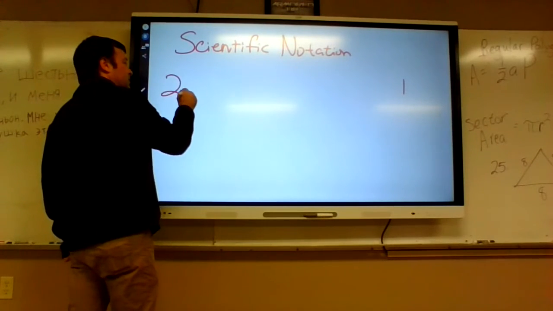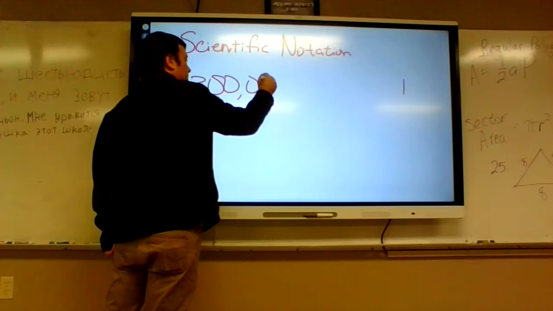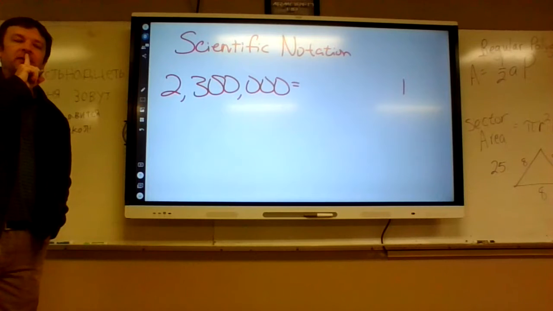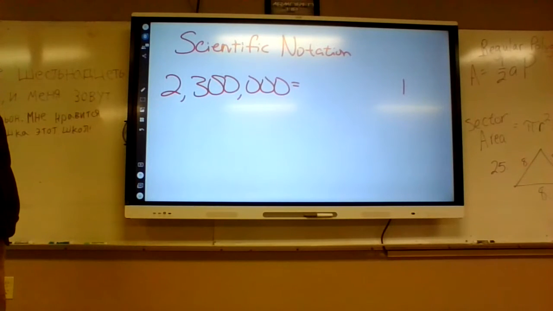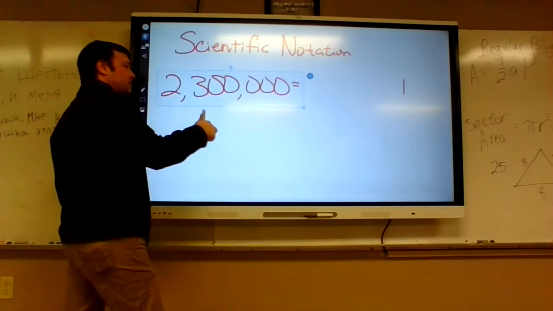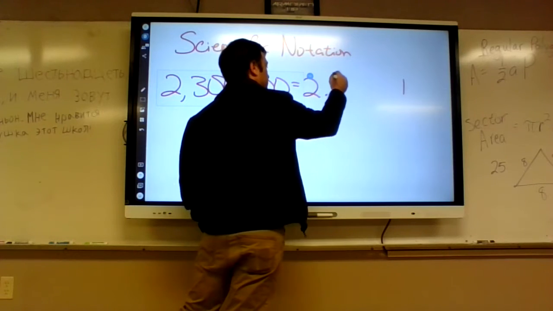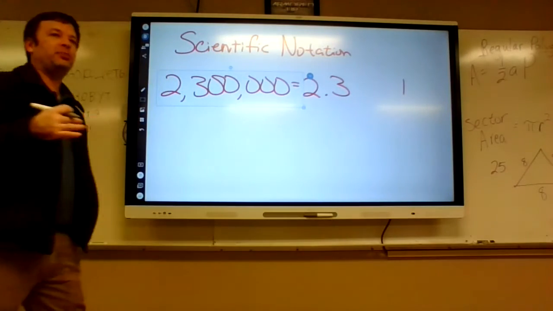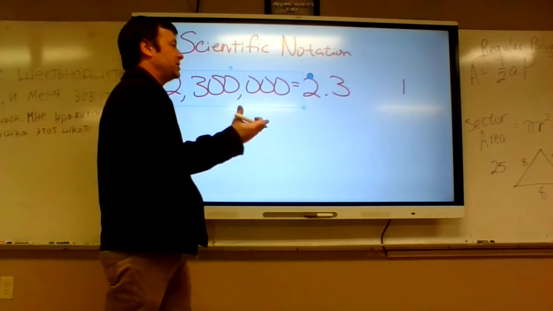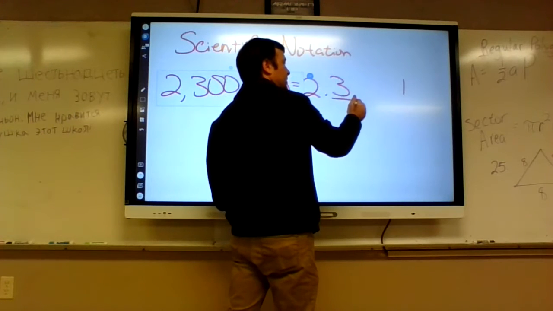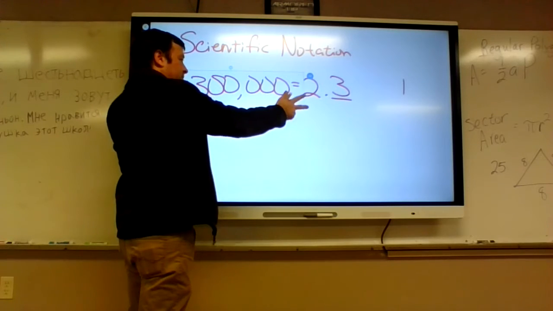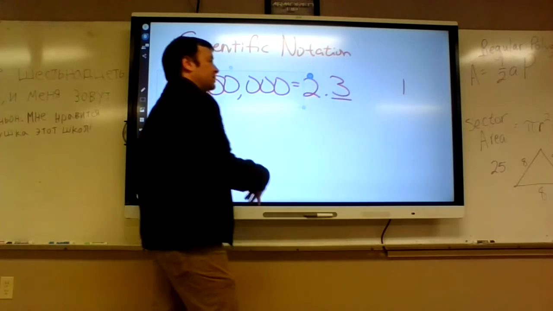Let's start with this. It's not a giant number, but it's just for practice. 2,300,000. So you just always put the decimal after the first digit. So we're going to write it as 2.3. Now, why did I not put all those zeros? Zeros at the end of a decimal do not change its value.